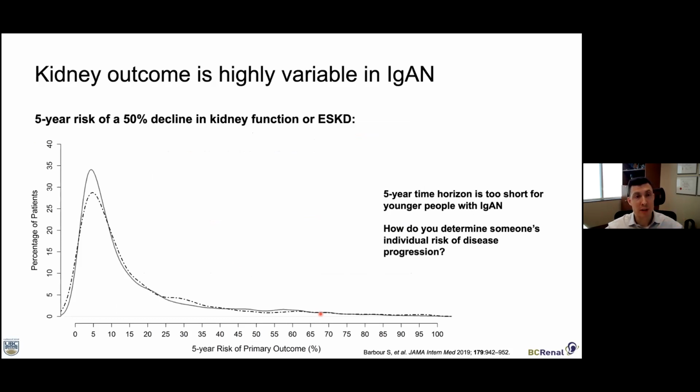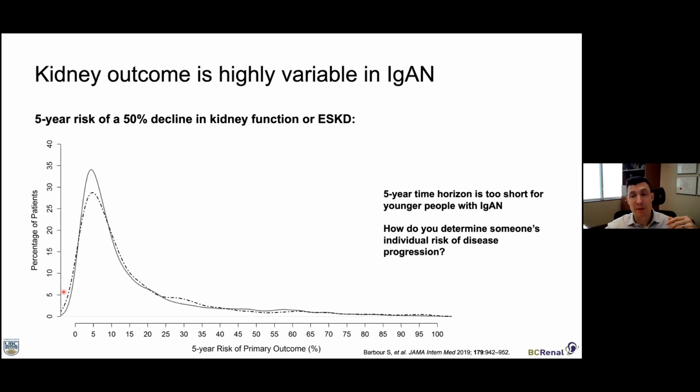So this graph here shows the 5-year risk of a 50% decline in kidney function. And what you can see is that, yeah, the most common risk is around 5 or 10%, but it's extremely variable. Some people are way out here with a higher risk of 30 to 40%, but some people have much lower risk down here at less than 5%. So there's a few problems with this curve. The first is that the 5-year time horizon is probably far too short for most people with IgA nephropathy. The younger people diagnosed with IgA nephropathy are probably far more interested in a 50-year risk rather than a 5-year risk. Nonetheless, we don't necessarily have the data follow up to describe that, so we're left dealing with 5-year risks.